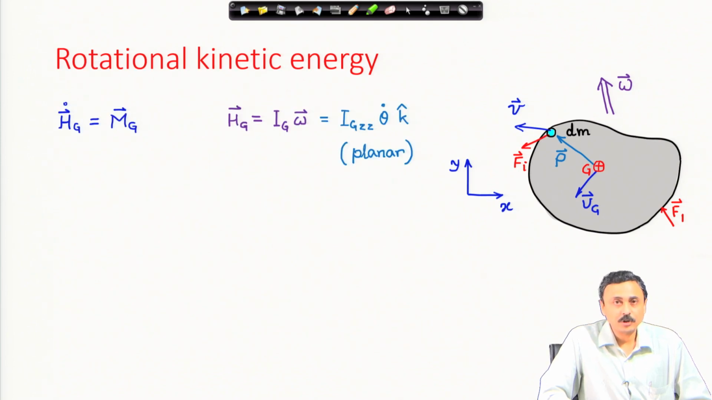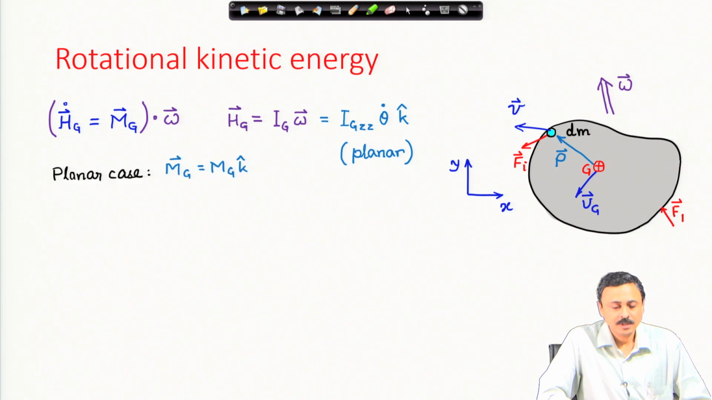What changes the rotational kinetic energy? For that, we have to look at the angular momentum equation. In the planar case, we are treating the thing for the planar case. I take a dot product of the angular momentum equation with omega. For the planar case, the moment of all forces about center of mass will be in the k cap direction. Therefore, its representation will be m g k cap.